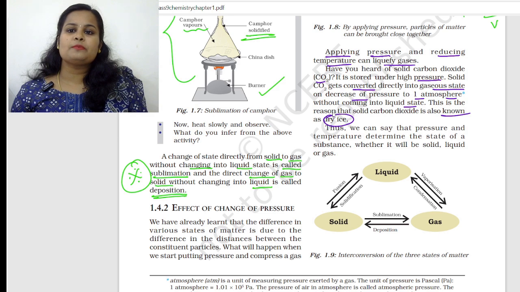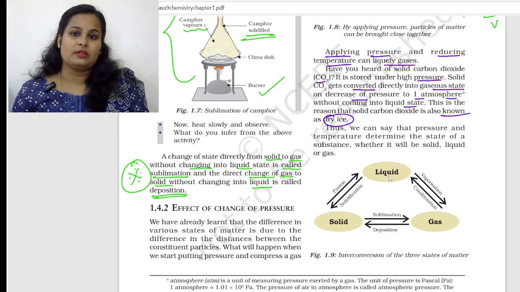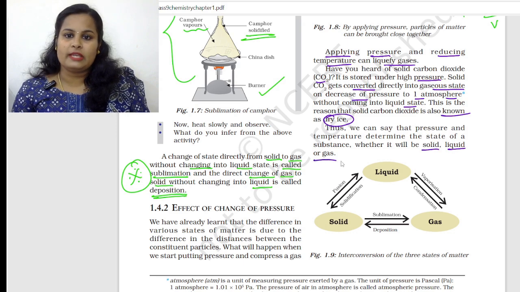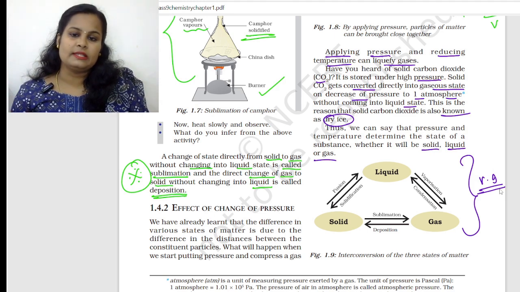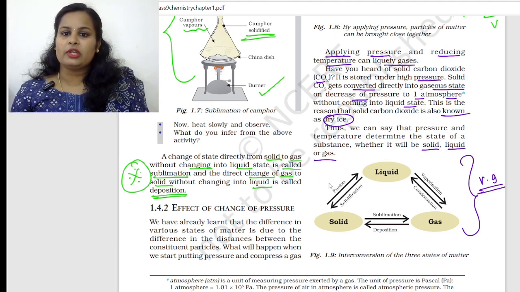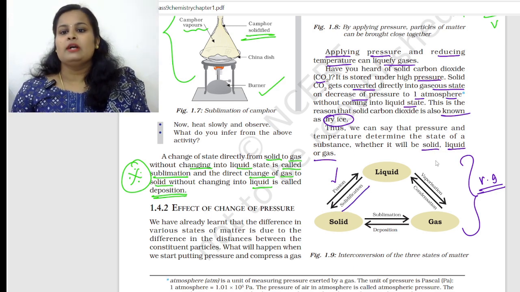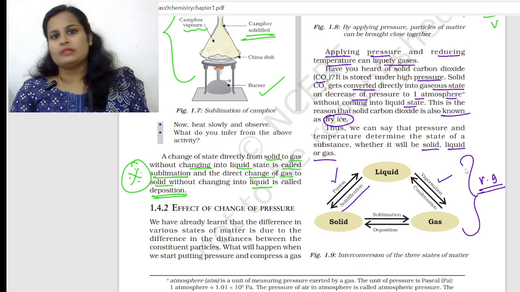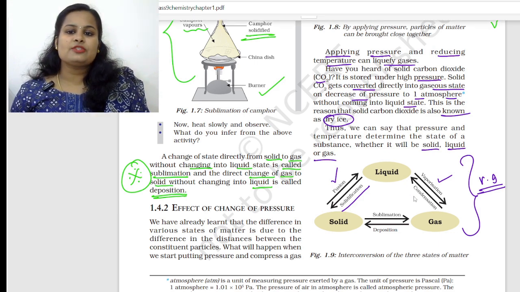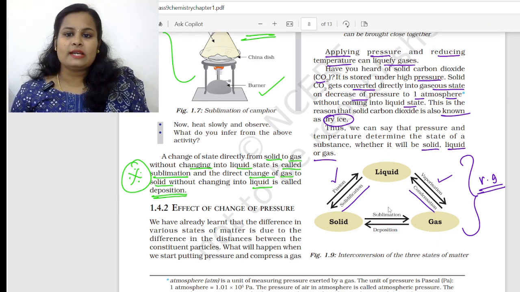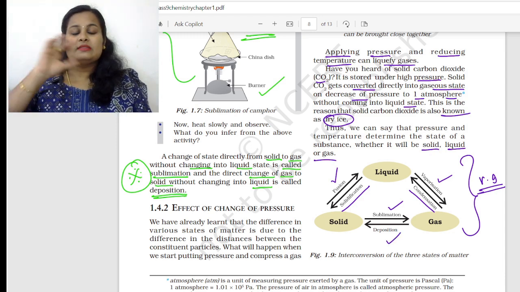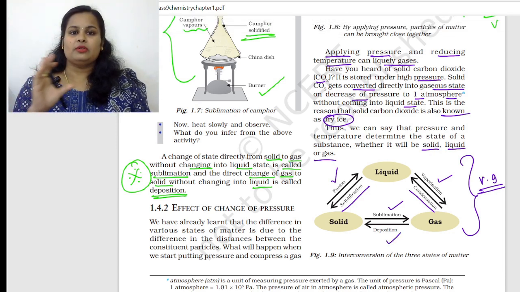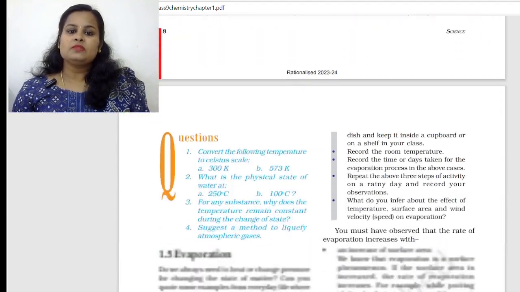Thus we can say the pressure and temperature determine the state of a substance, whether it being a solid or a liquid or a gas. And this figure is very, very important. Please learn the same. Solid getting converted to liquid is called fusion or melting. Liquid to solid is solidification. Solid to gas is vaporization. Either it can happen with the help of boiling, or simple evaporation can happen. Gas to liquid is condensation. Solid directly to gas is sublimation. Reverse of sublimation is deposition. This flowchart is nothing but the interconversion of states of matter. So please learn the same.